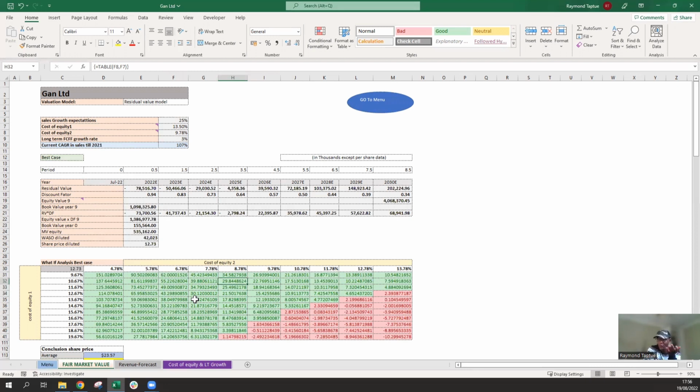For instance, for the cost of equity for the first period to be about 9.67%, and for the second period to be about 8.78%, the share price of the company should be about $34.58. And you can do the same using other values.